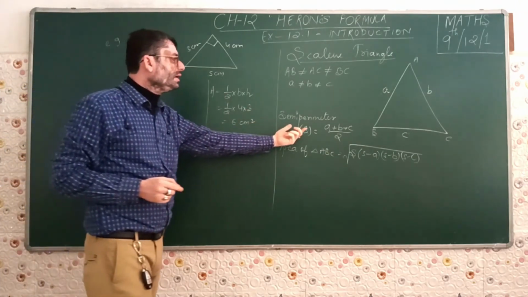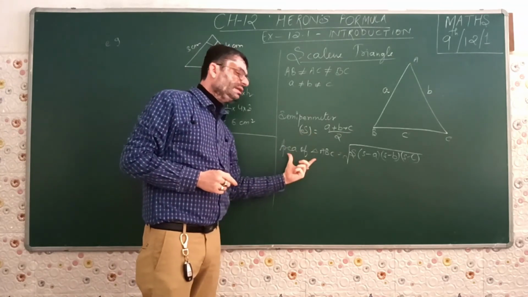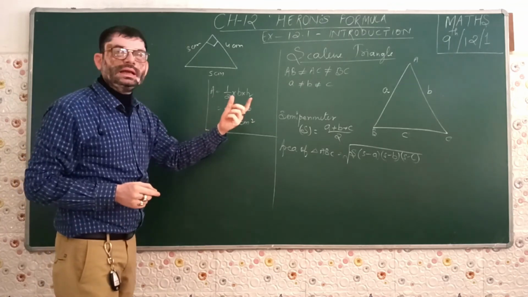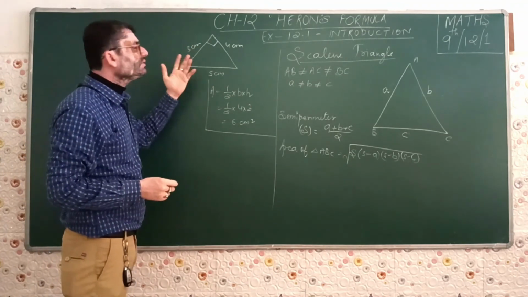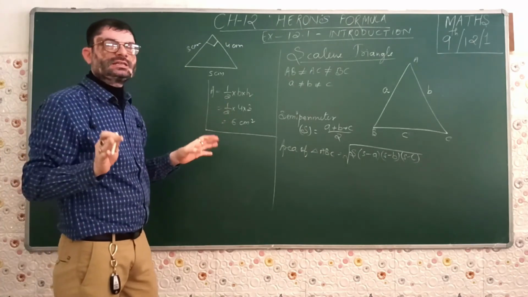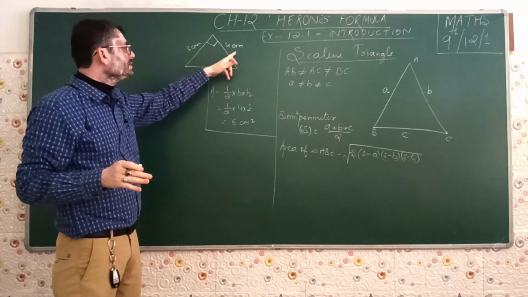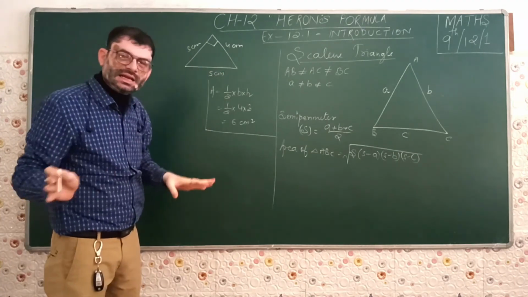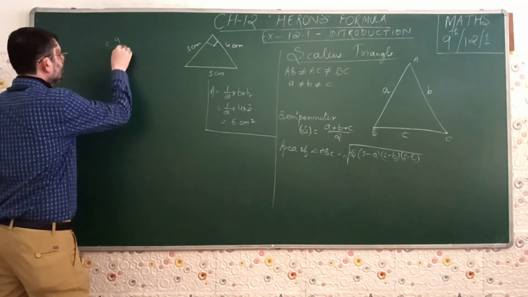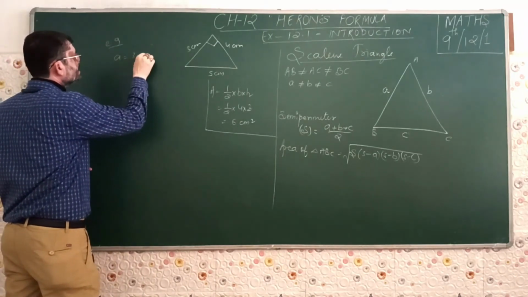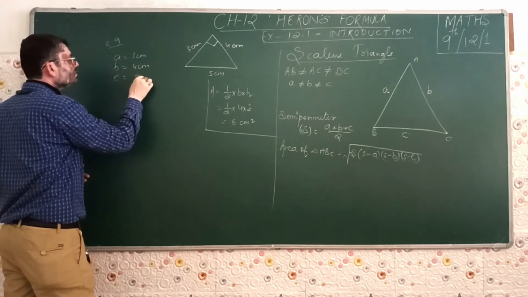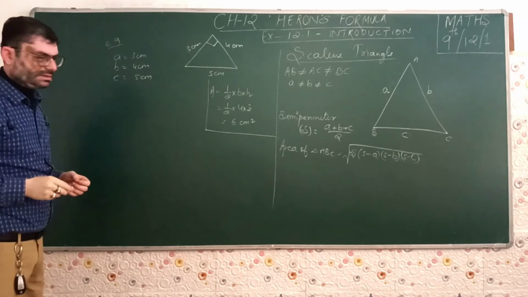By Heron's formula, we need to find S and we need to find the area of the triangle. But before that, we need to know what A, B, and C are. So we can consider any of the sides to be A, B, or C. You don't have to make an exception that only this is A or this is B or this is C. You can take any side to be A, any side to be B, any side to be C. So let us take A equals 3 centimeters, B equals 4 centimeters, and C equals 5 centimeters.